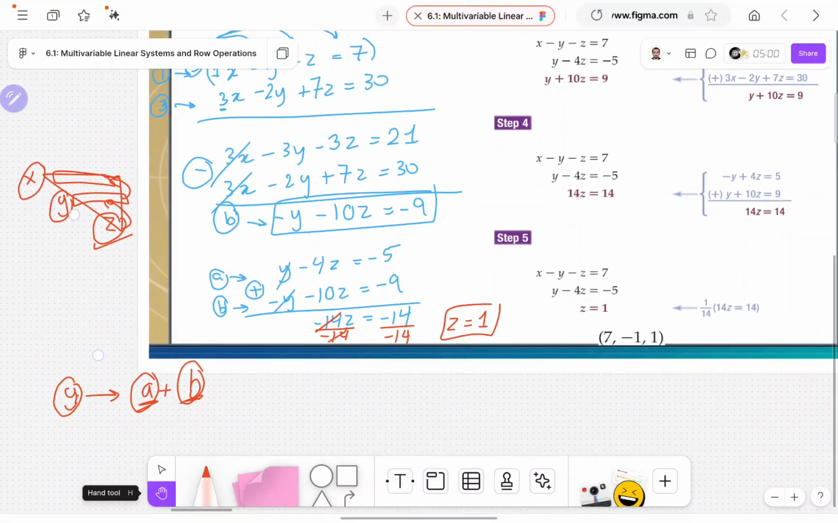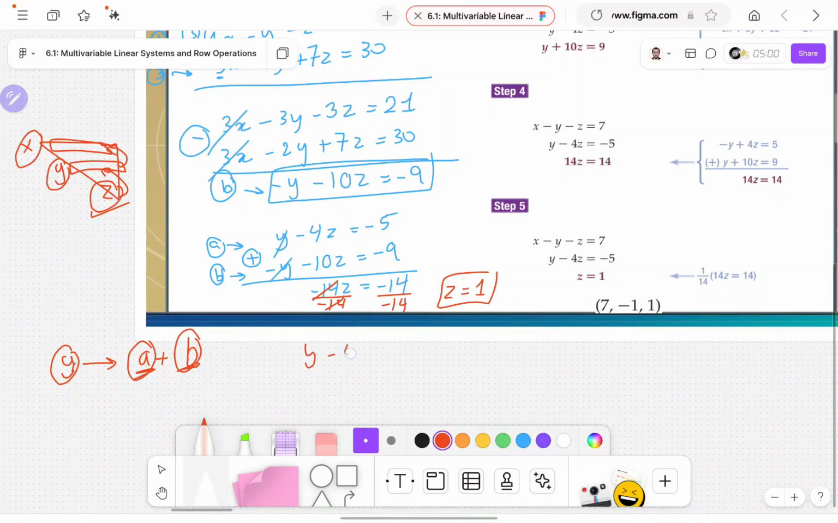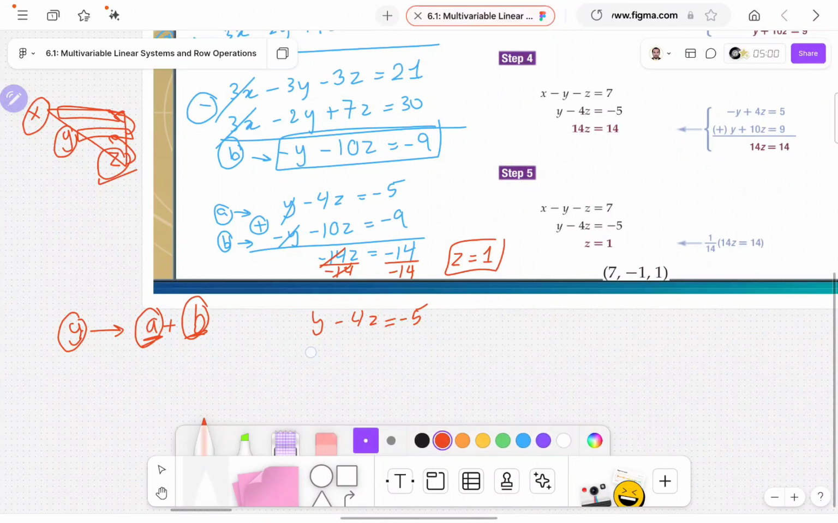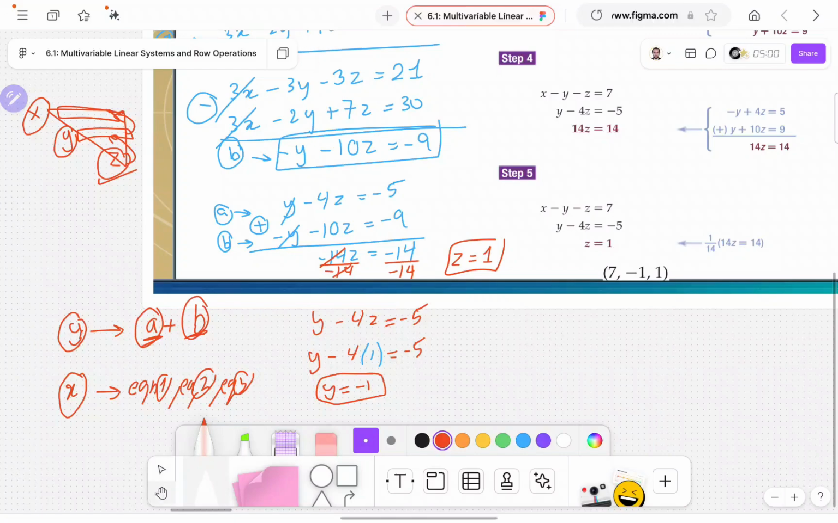Let's use the easiest equation. So I'm going to use equation a: y minus 4z equals negative 5. Now let's substitute z here. y minus 4 times z, which we found is 1, equals negative 5. So y minus 4 equals negative 5. We add 4 to both sides, so the answer is negative 1 for y. Now after we found y, I need to find x. As I told you, to find x, we substitute in equation 1, 2, or 3. You choose which one is easier for you.